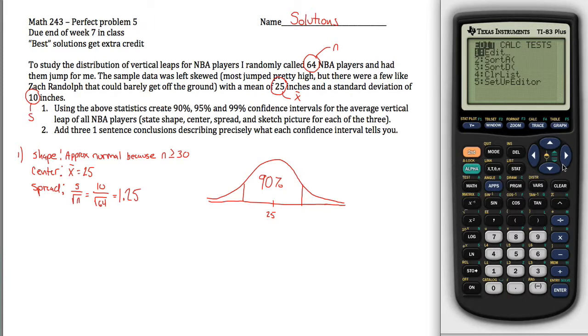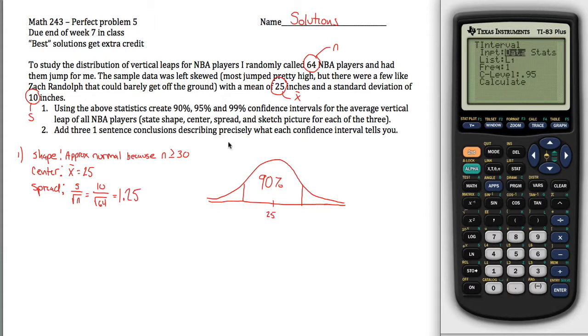If you hit stat and then go over to calc, and then go over to tests, you get a bunch of intervals if you scroll down. 7 says Z interval, 8 says T interval. There's a bunch of them if you keep scrolling down. The one we want is 8. We want a T interval.